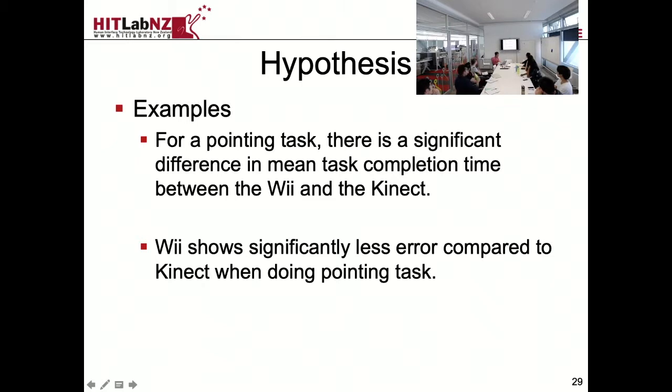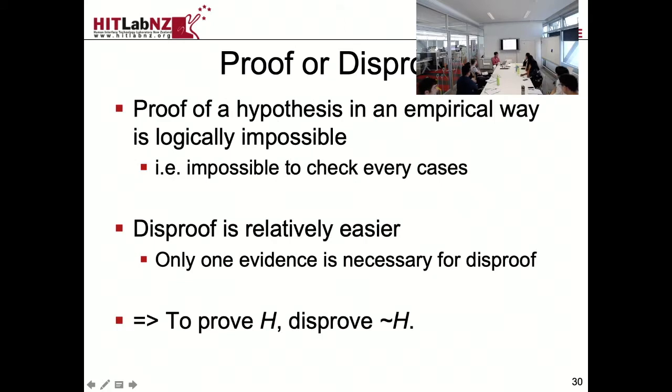And the second one is: we show significantly less error compared to Kinect when doing the pointing task. So the independent variable is still the device, right? And then the dependent variable is maybe the error rate. And the task is still the pointing task. So when we make a hypothesis, we may want to prove or disprove it.